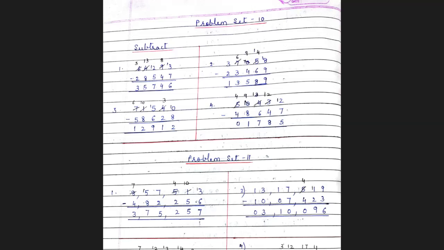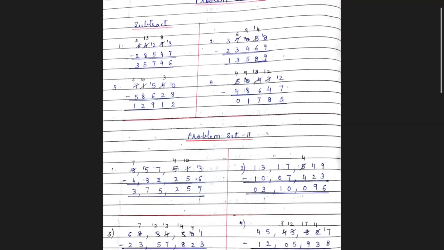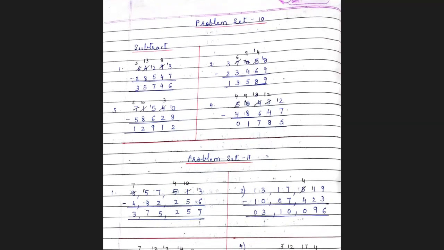15 minus 6, 9. 0 borrows a number from 7, becomes 10. 10 minus 8 is 2. 7 after giving a number becomes 6. 6 minus 5 is 1. Therefore, your answer is 12,912. Same way, you will do question number 4. I hope children you have understood how to do it.